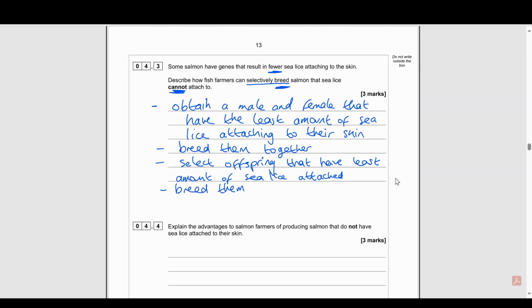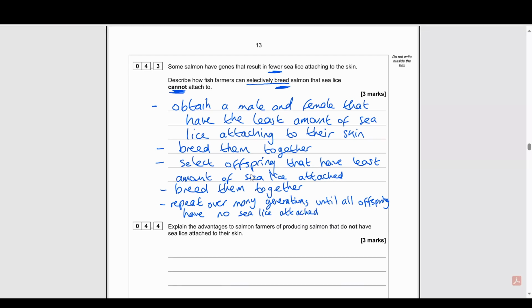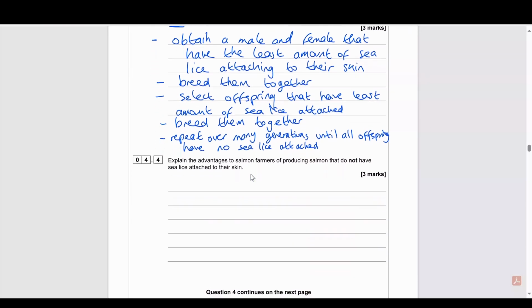We're going to breed them together. And we're going to keep on doing this for many generations. It doesn't just take one offspring cross for this to happen. It's going to happen over many, many generations. So we repeat this over many generations until all offspring have no sea lice attached. Remember, that's what the question is asking us. We want to get to a point where the sea lice cannot attach to the salmon.